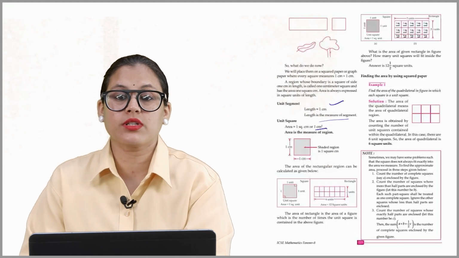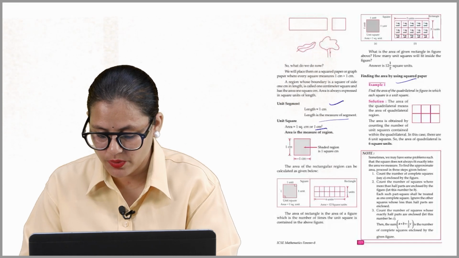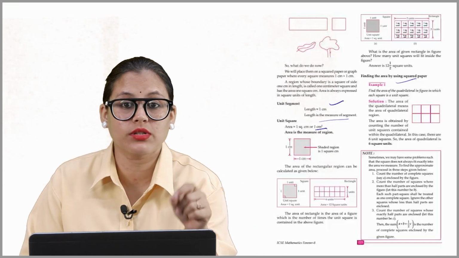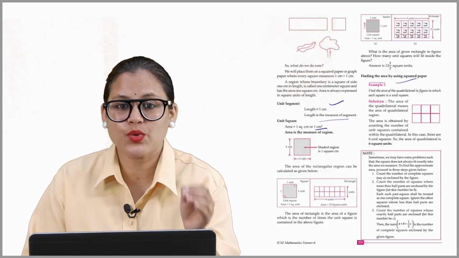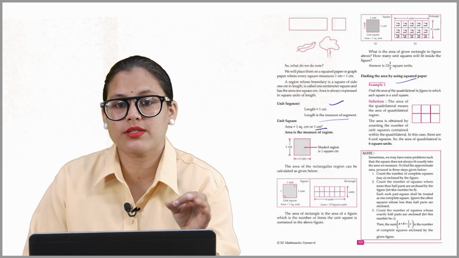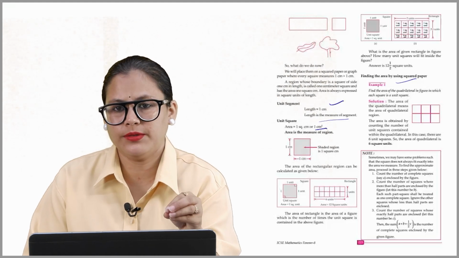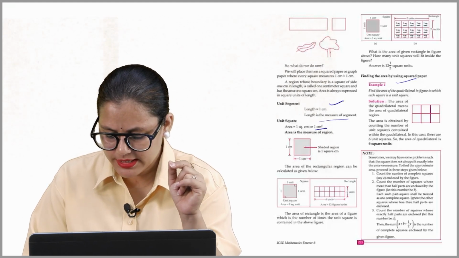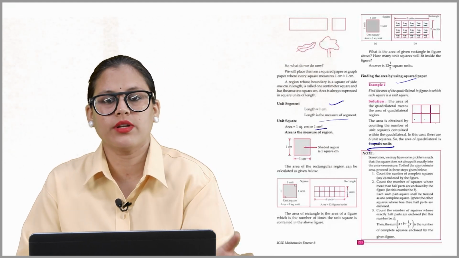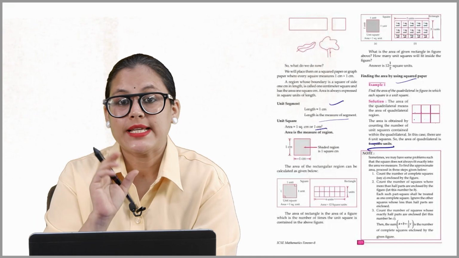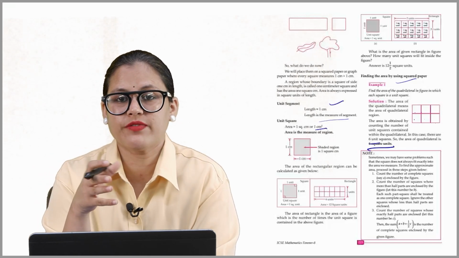Now, finding the area by using squared paper. Example 1. Find the area of the quadrilateral in the figure in which each square is a unit square. The area of the quadrilateral means the area of the quadrilateral region. The area is obtained by counting the number of unit squares contained within the quadrilateral. In this case, there are 6 unit squares. 1, 2, 3, 4, 5, 6. So, the area of the quadrilateral is what? 6 square units.